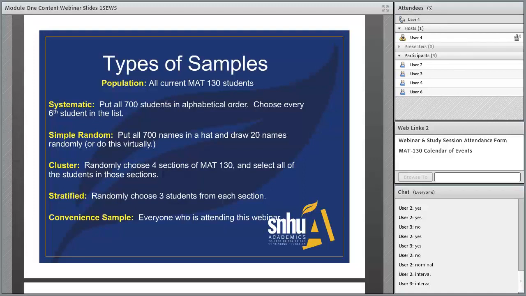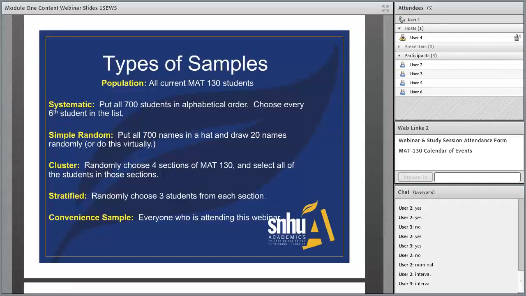A simple random sample would be if I put all 700 names in the hat, and let's say I want a sample of 20 people. I would just draw 20 names out randomly. Or you can do this virtually, and we'll talk about that in a minute, how you can essentially virtually pull names out of a hat to get a simple random sample.